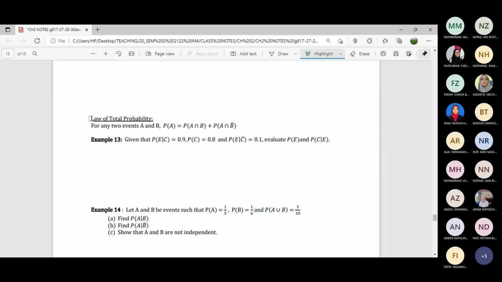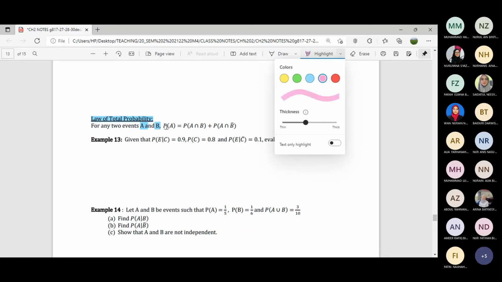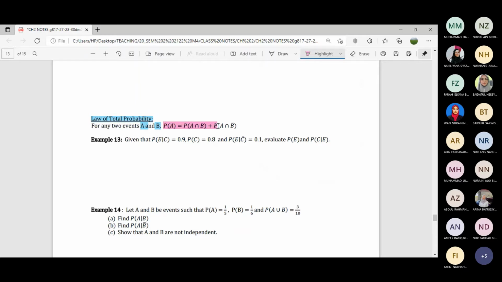Law of total probability for any two events A and B. Kalau you nak cari P(A), you just tambah saja apa-apa yang ada persilangan dengan A. Contohnya yang ni, B bersilang dengan A ataupun B bar bersilang dengan A. So you just tambah. Okay, so you akan dapatlah ini P(A). Okay, we look at example number 13.